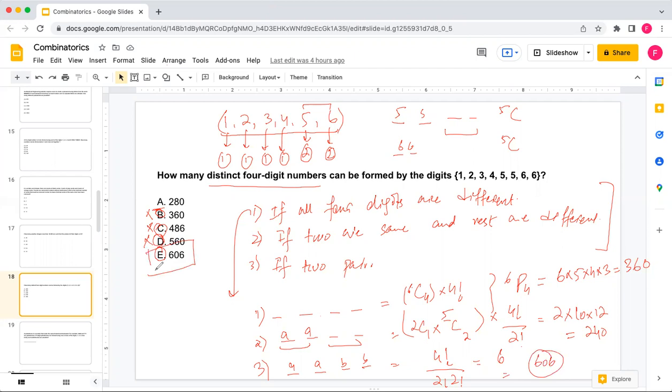All of you got this, right? Any question in this? Susan, in the second part, I didn't get why 5 combination 2 is there. Could you please repeat? Okay, think this way.